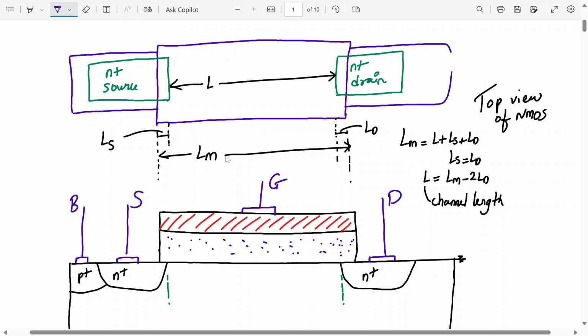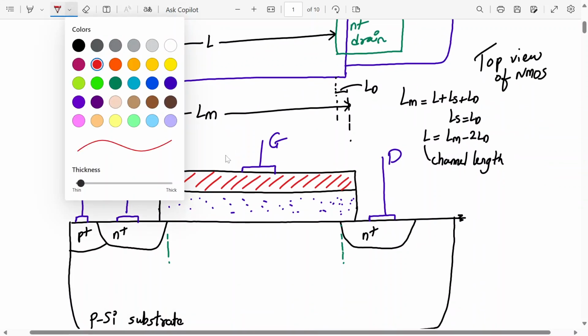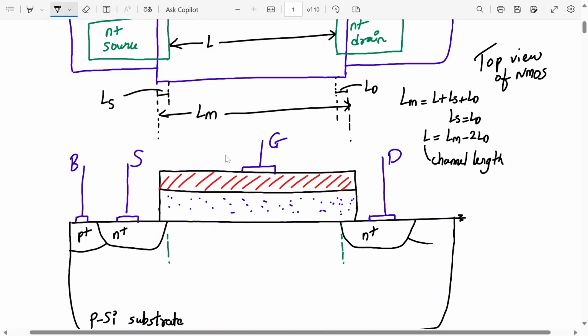So I've drawn up till here. Normally what we connect over here is a P plus implant, because if I want to connect an adjacent MOSFET, there will be an illegal channel formed between this N plus and this N plus. So to prevent that, we connect a P plus implant here.